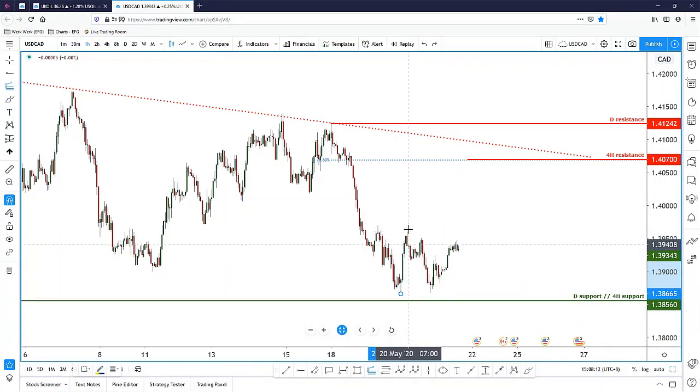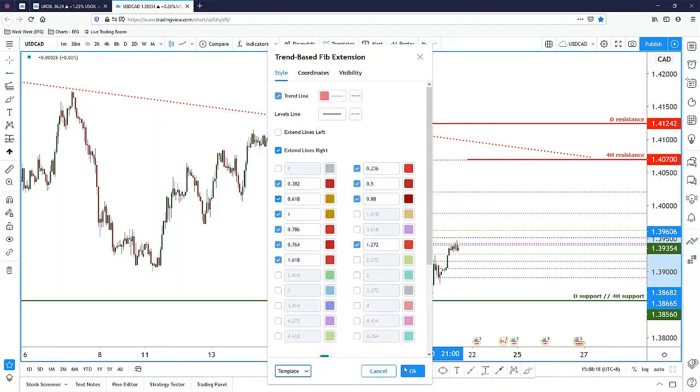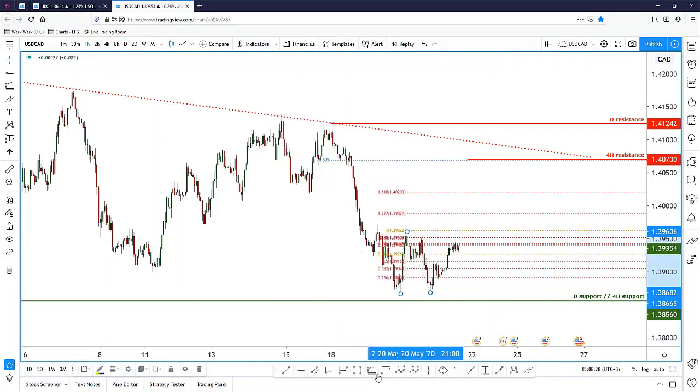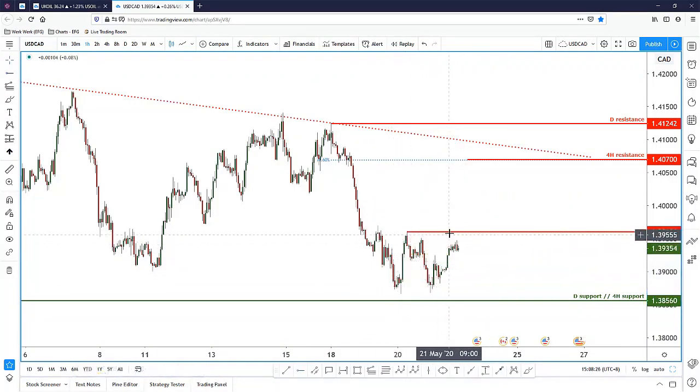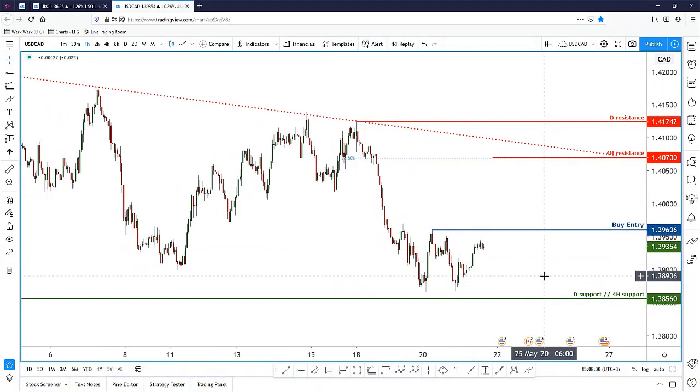Let's do that, point 1 to point 2 to point 3. Open up all Fibonacci ratios. And we see the one time is actually over here. Okay, the one time is over here. So this is what I will do. This level will be my buy entry, right?